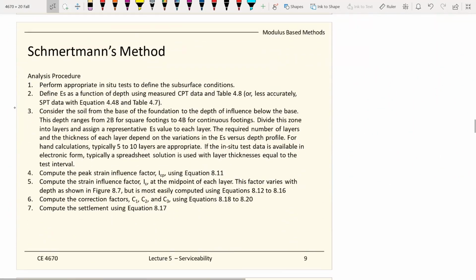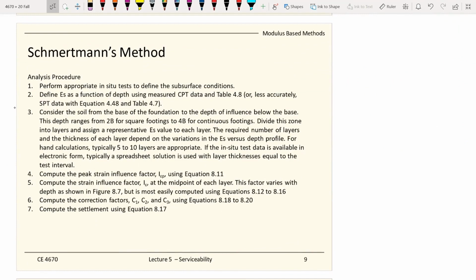And to use this Schmertmann method, there's a certain procedure. First, you will perform appropriate in situ tests to define the subsurface conditions. This method highly prefers the CPT. If you don't have the CPT data, you need to find ways to convert your data to equivalent CPT measurements, which is like correlations on correlations. This is not good engineering.